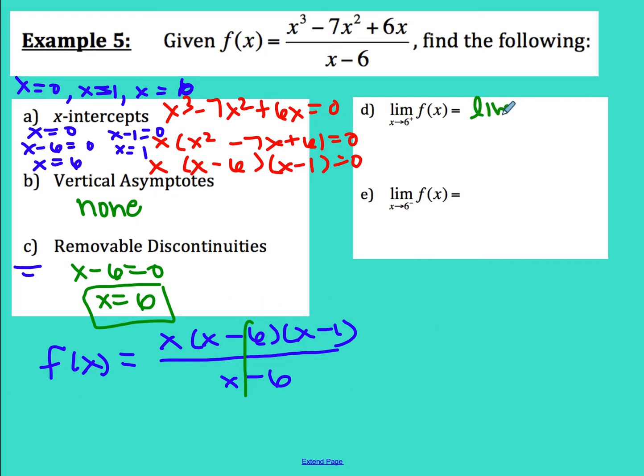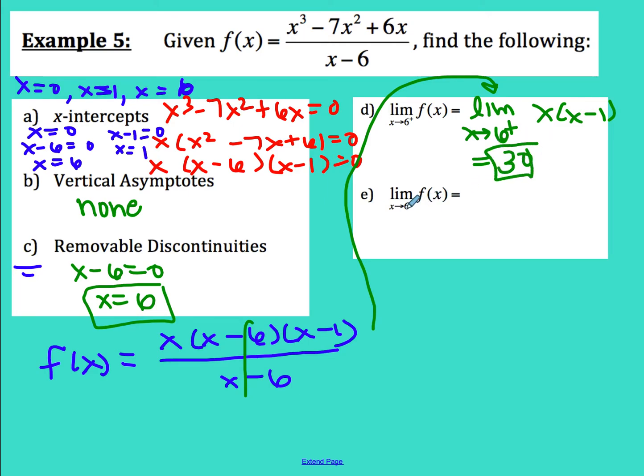So this would really become the limit as x approaches 6 from the right. And I would have, based off of this simplifying here, x minus 1. So you'd have to simplify it. And now, could you plug in 6? I could. I would have 6 times 6 minus 1, which is 30.